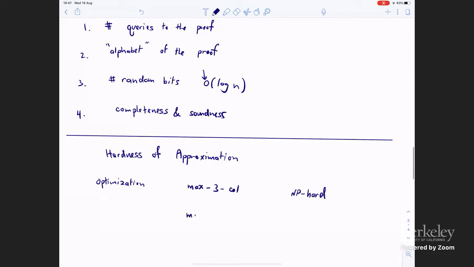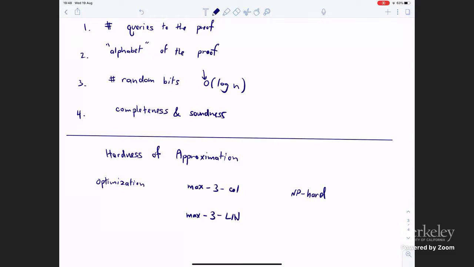Okay, you can think about max three-lin. Max three-lin is the problem where you have a bunch of linear equations over the field of two elements, zero and one, and each equation only has three variables. So they're very simple equations. And still, your task is to find an assignment that satisfies the largest fraction of equations.